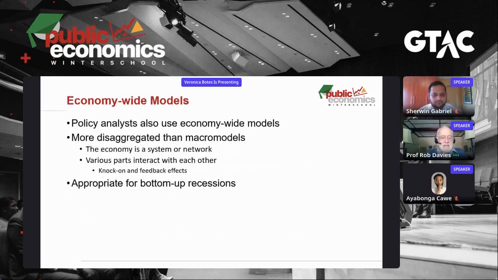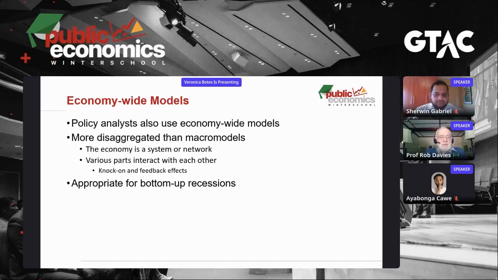Next, please. Now, we have a range of models that can do this. I'd like to call them economy-wide models. And they are more disaggregated than the macroeconomic models we're used to. They've got many more sectors. They view the economy as a system, a whole system of interactions.